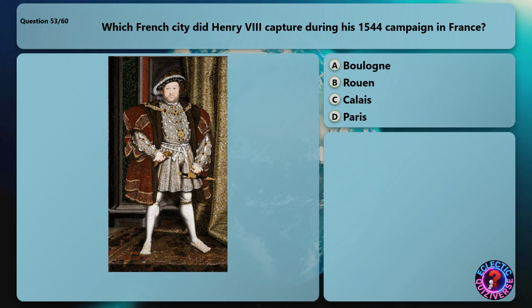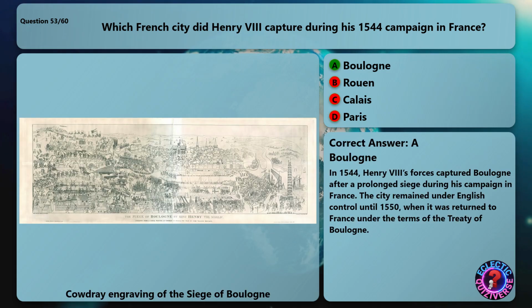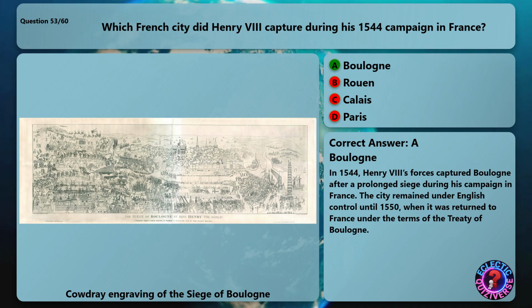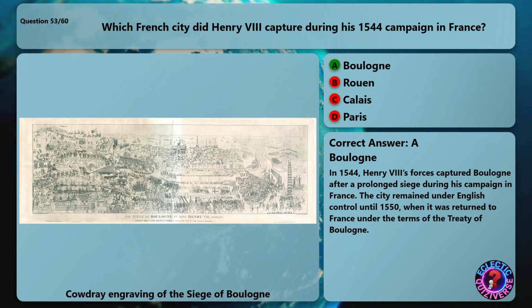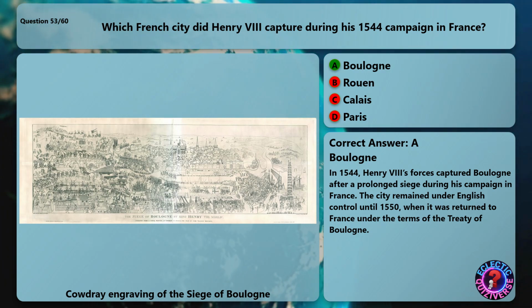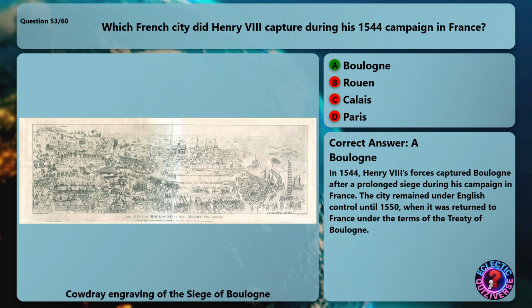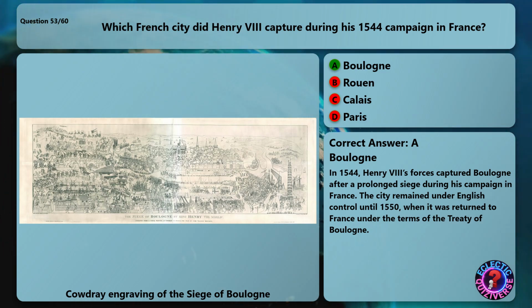Which French city did Henry VIII capture during his 1544 campaign in France? The correct answer is Boulogne. In 1544, Henry VIII's forces captured Boulogne after a prolonged siege during his campaign in France. The city remained under English control until 1550, when it was returned to France under the terms of the Treaty of Boulogne.